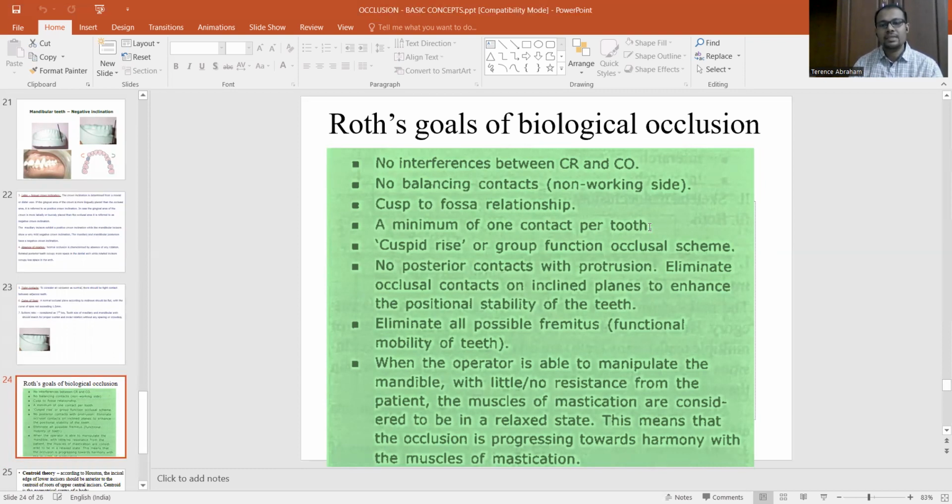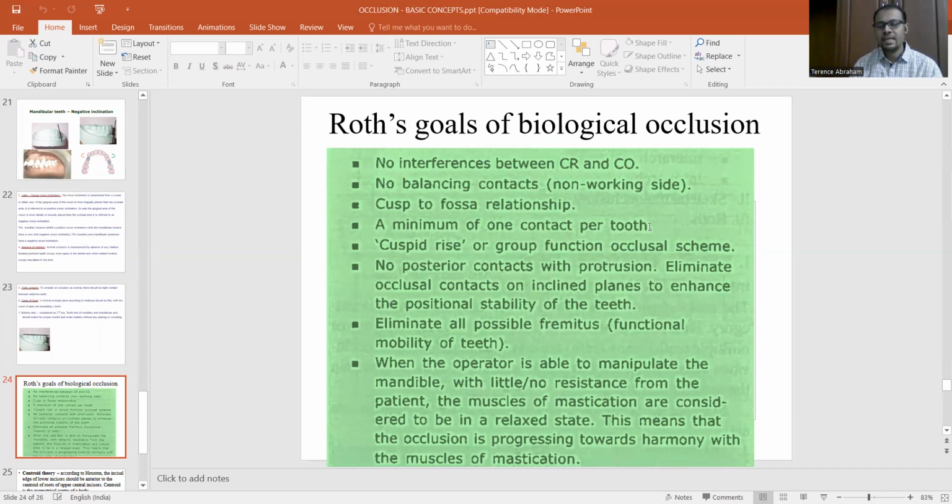What is cuspid rise? It is a group functional occlusal scheme. As I told before, there should be a group functional occlusion. That means during the lateral movement of the mandible, both canine as well as the posterior teeth should come in contact. There should not be any posterior contact during protrusive movement of the mandible. Eliminate the occlusal contacts on inclined planes to enhance the positional stability of the teeth. Eliminate all possible fremitus, that is the functional mobility of the tooth.